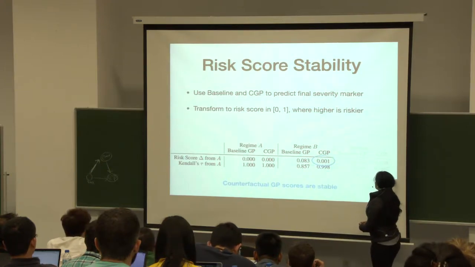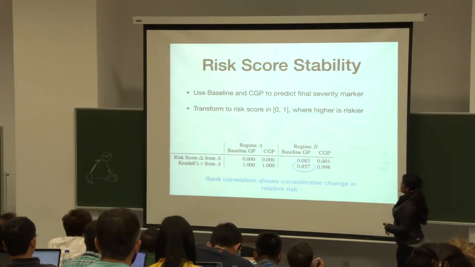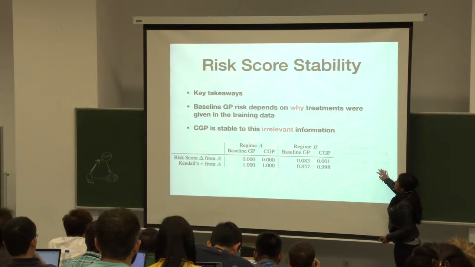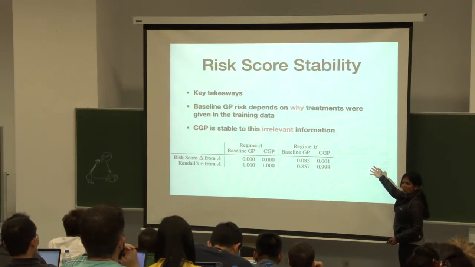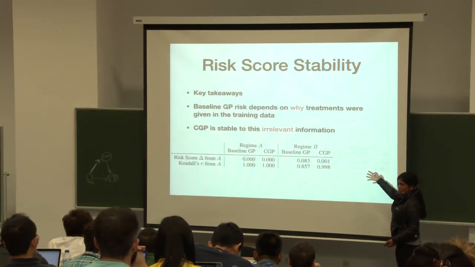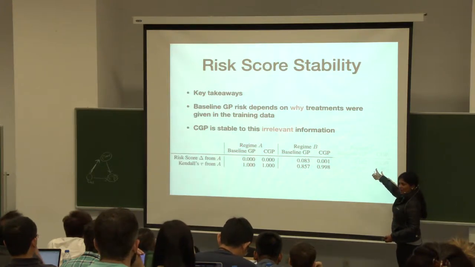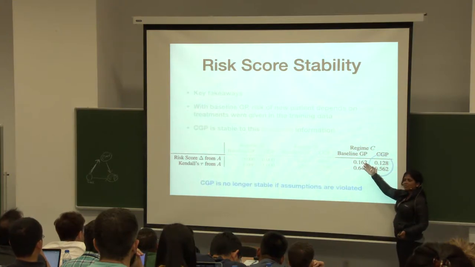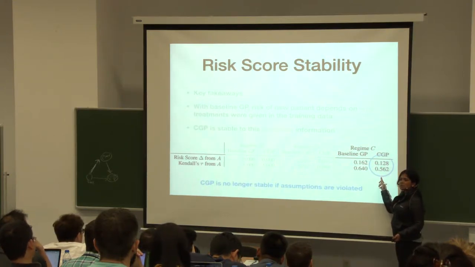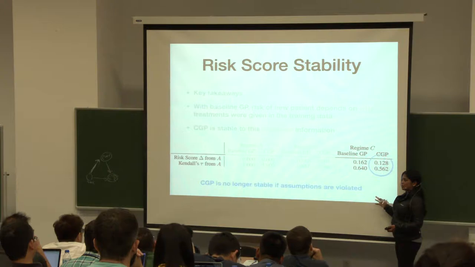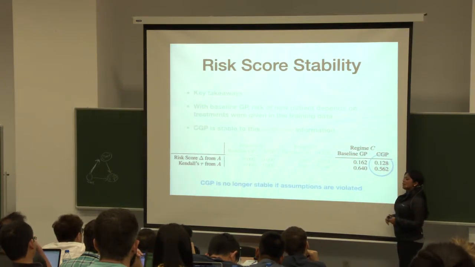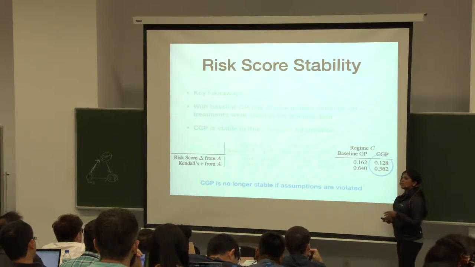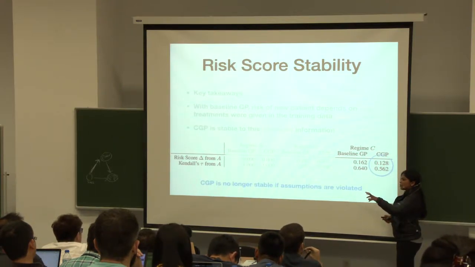Okay, so then the next piece is that now I'm going to go to regime C. CGP is stable because it's relevant information which we want to be invariant, so that's a check. And now regime C is one where we've violated assumptions, and note that CGP loses this property too. So the assumptions are quite important to think about. Because what happens when you violate the assumptions is you basically have information leakage.